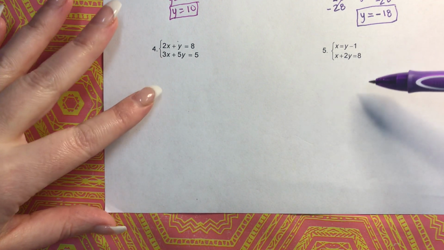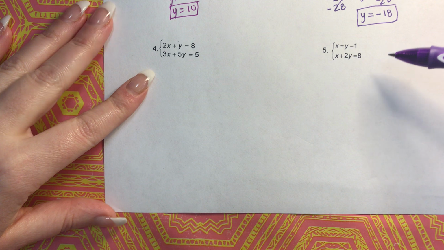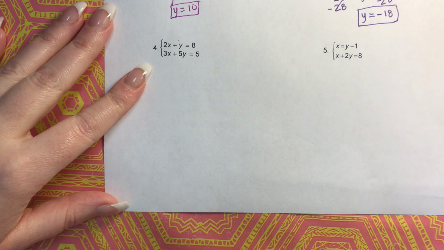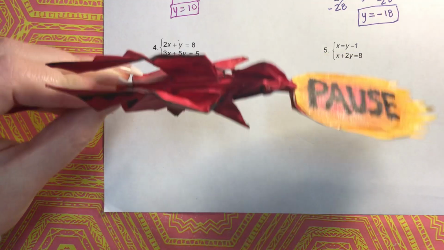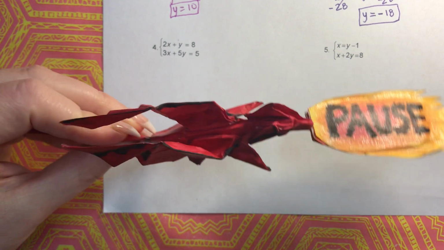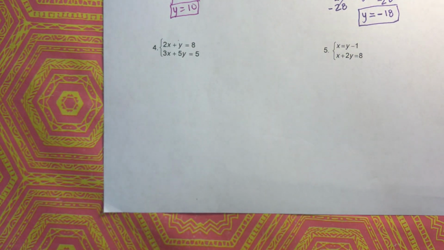Okay, so let's look at these two here, 4 and 5, and I want you to go ahead and make some decisions and try to solve those on your own as well. All right, we'll see you in a little bit and see how you did. When you get done, press play and we'll go over the answers.